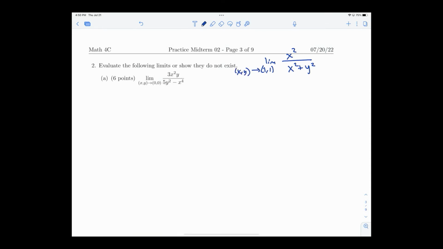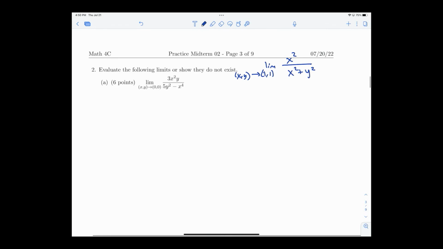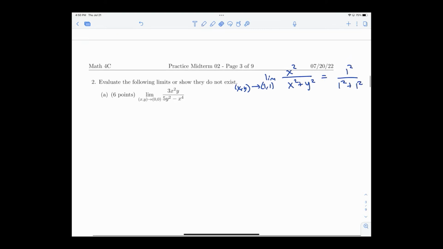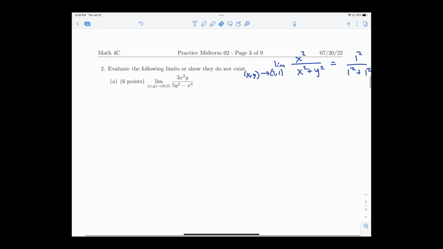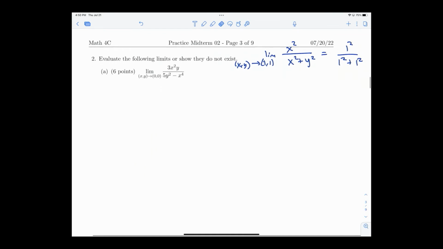x squared over x squared plus y squared, let's say, to make it easy. If you had something like this, with x, y approaching 1, 1, all you would do is plug in 1, 1, and you get 1 squared over 1 squared plus 1 squared. You can do that just because it's a continuous function. There's nothing stopping you from plugging in 1, 1. All the numbers near 1, 1 can be plugged in here. There's no divide by 0 or anything to worry about.